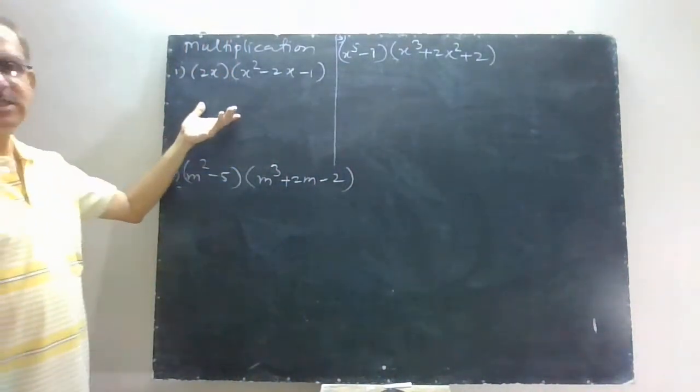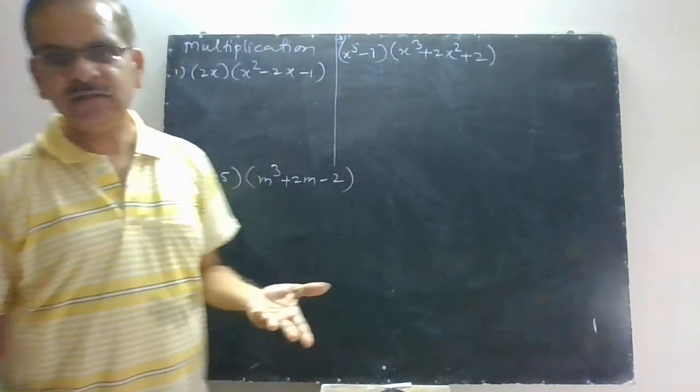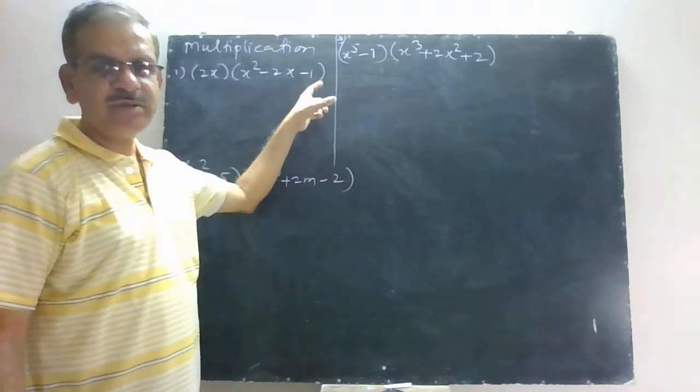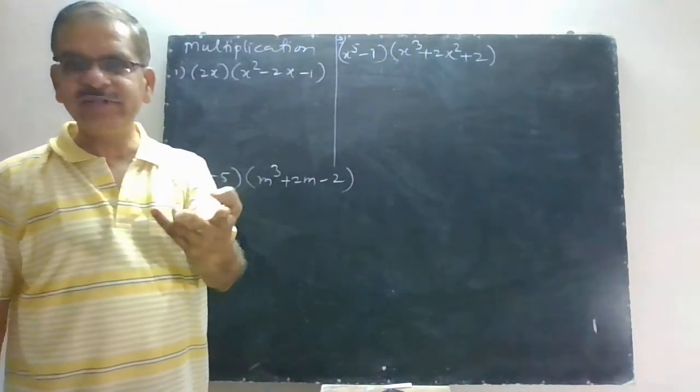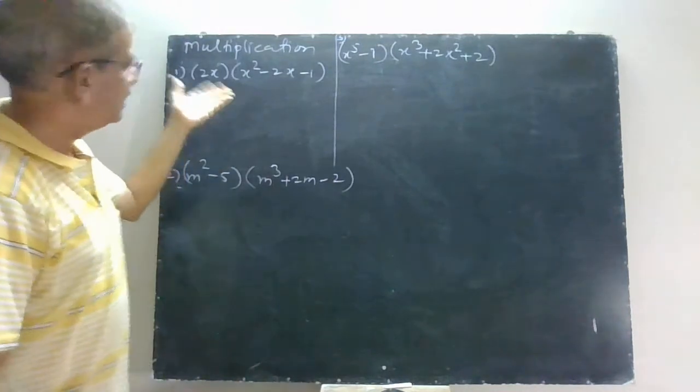We are in the third session of polynomials. We have already seen how to add or subtract polynomials. Now we want to see how to multiply two polynomials. Multiplication is only one or two steps. After that, you have to see the addition or subtraction in that example.